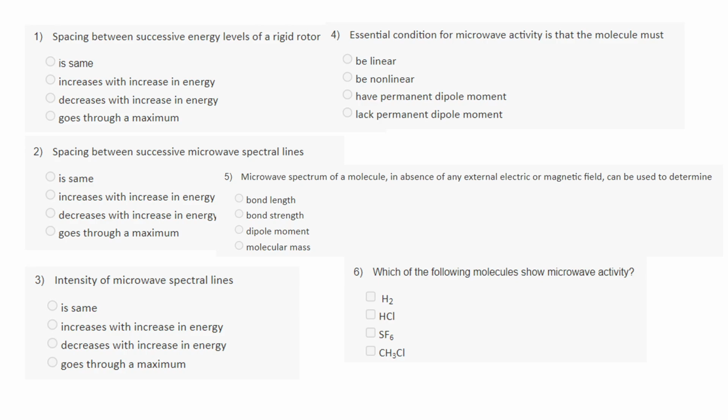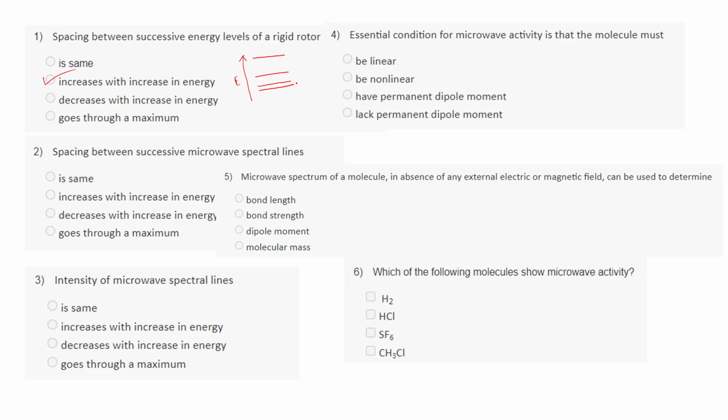Okay, so the spacing between the successive energy levels of a rigid rotor. What do you think? We have already shown you this, right? It was something like this. So the options are: same, increases with increase in energy, or decreases and goes through a maximum. Increases with increase in energy. Yes, so this is correct.